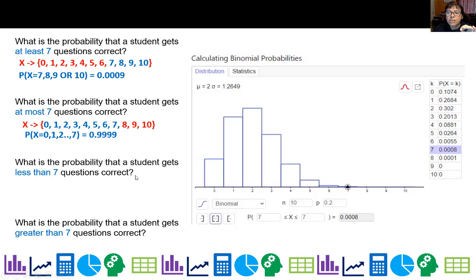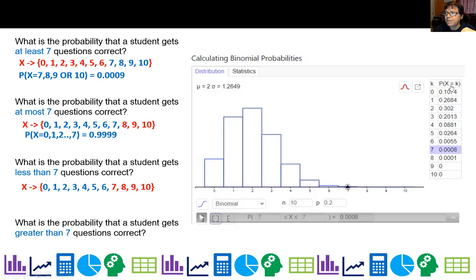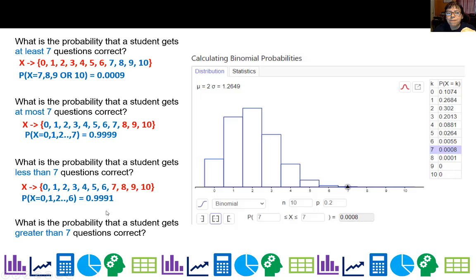What is the probability that a student gets less than 7 questions correct? Notice how at most 7 and less than 7 are not the same. Less than 7 cannot include 7. So the values I'm interested in are 0, 1, 2, 3, 4, 5, 6. I would add up all these numbers to get this answer. Finally, what is the probability that a student gets greater than 7 questions correct? That would be getting 8, 9, or 10. If I add up those numbers, here's what I get.